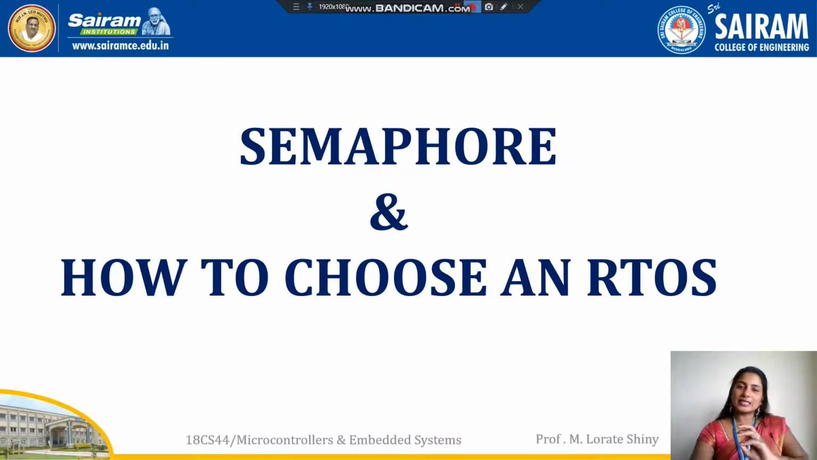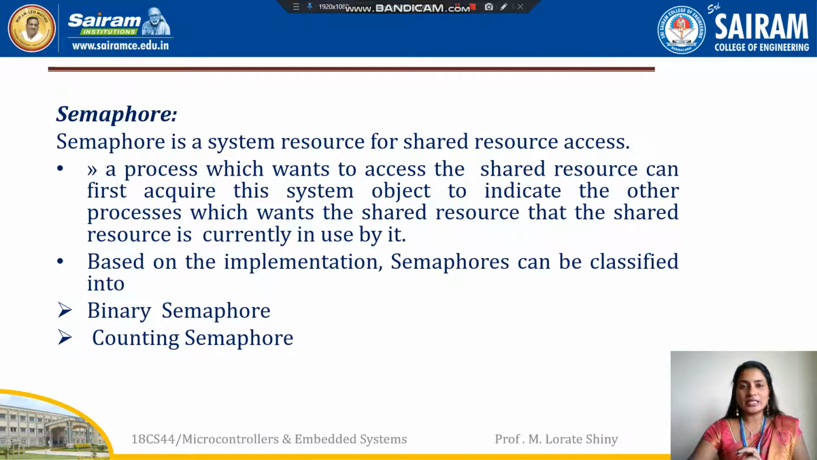Hello students, in this section we are going to see about semaphore and how to choose a hard task. First one, semaphore. Semaphore is a system resource or system object which is used to control the access to a shared resource by multiple processes in a multiprocessing system. It is also used to give smooth task process synchronization.